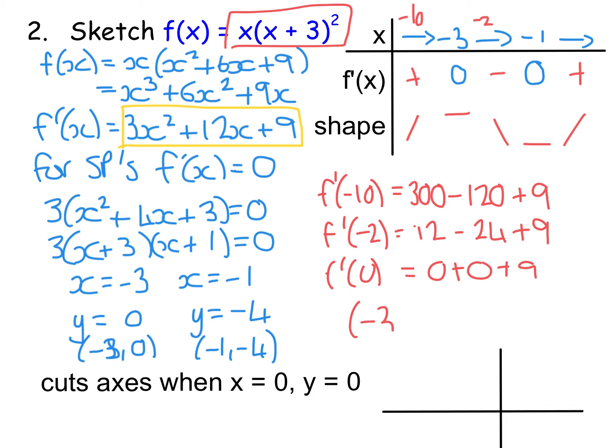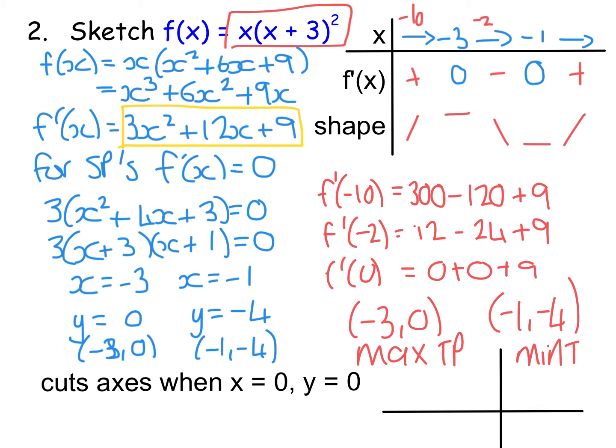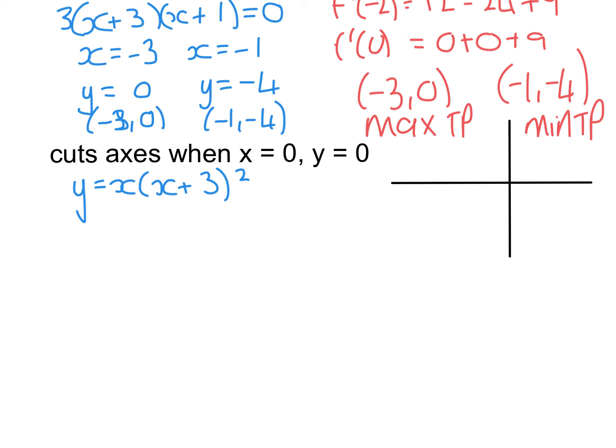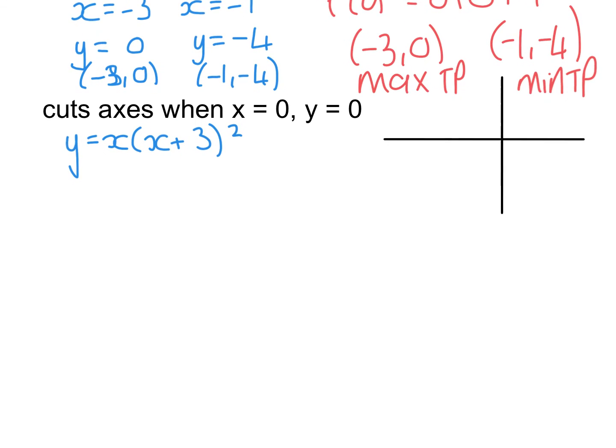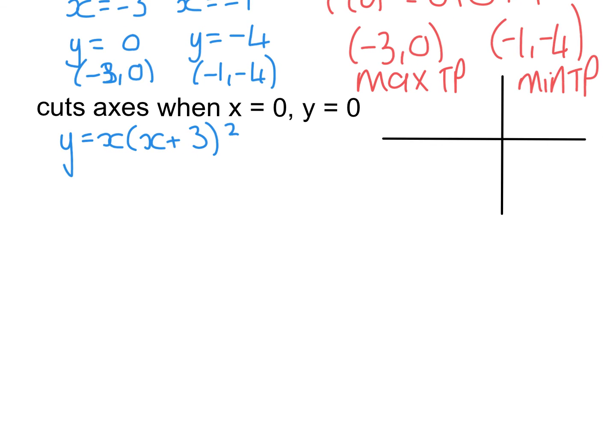So my nature of the turning points is minus 3, 0 is a maximum. And minus 1, minus 4 is a minimum. Okay, so next is trying to annotate the other bits onto the diagram. So I'm just going to move this up a wee bit because I've got everything I need here. I might have to redraw that diagram though from axis.